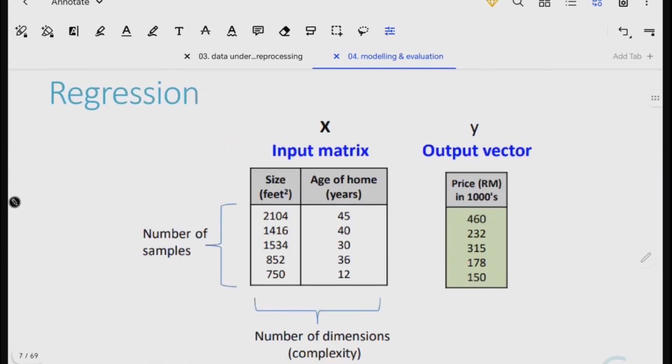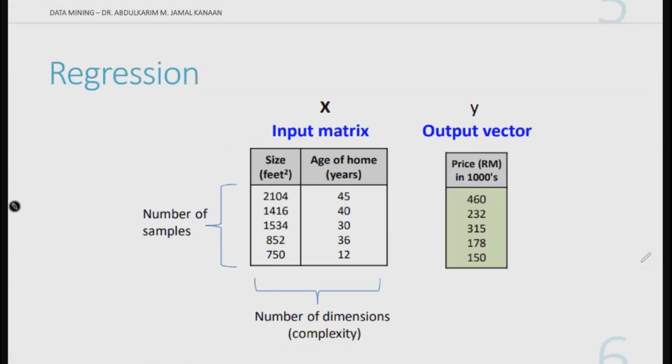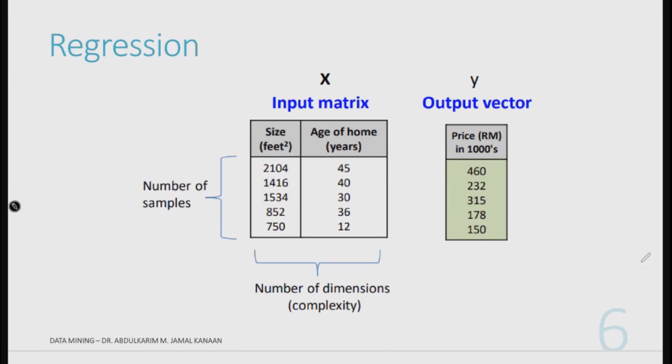Okay, so here is an example. Let's say you have an input matrix, like the size and age of the house, and then you are looking for the price of the house. So here, as we said, these are the samples. Here are the dimensions. The number of dimensions can determine the complexity of your problem. If you have just one dimension, it is simpler compared to having 100 dimensions or 1 million dimensions.